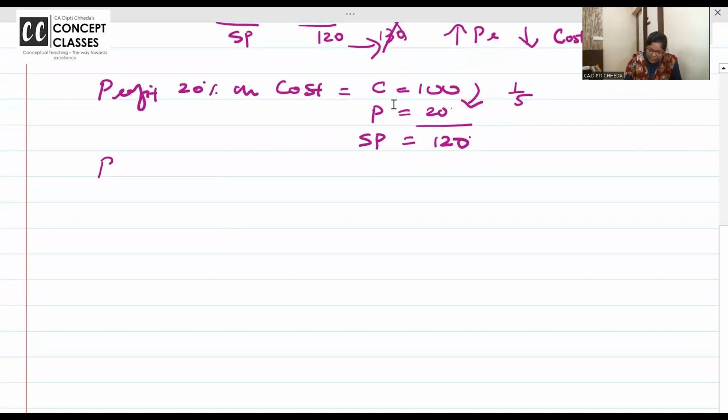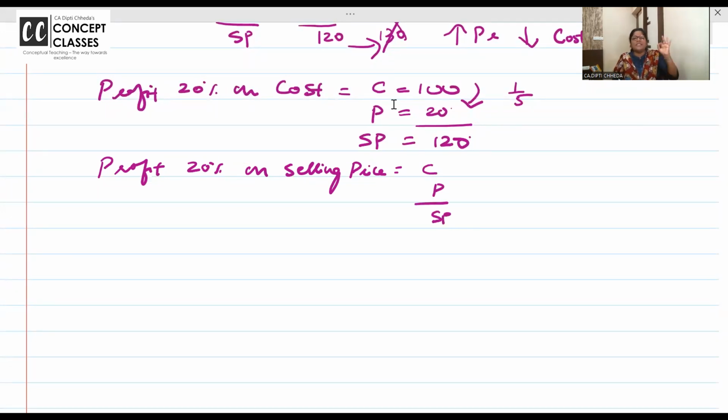Now, if I say profit is 20% on selling price. If the percentage is on cost, I took cost as 100. If the percentage of profit is on selling price, can I take selling price as 100? Profit as 20% on selling price, cost as 80, because we know cost plus profit is selling price. Selling price minus profit is cost. I want you to note down this equation. This is like a prayer, like a mantra.